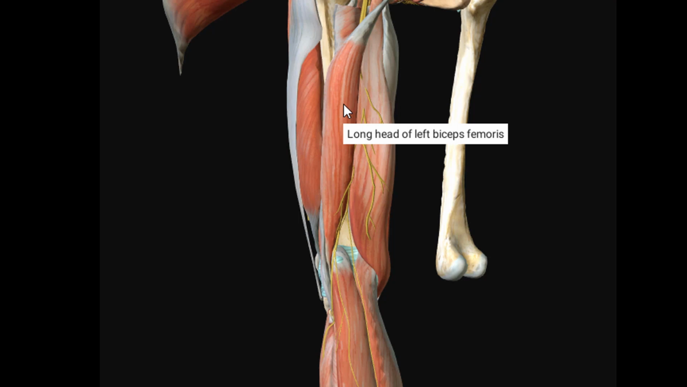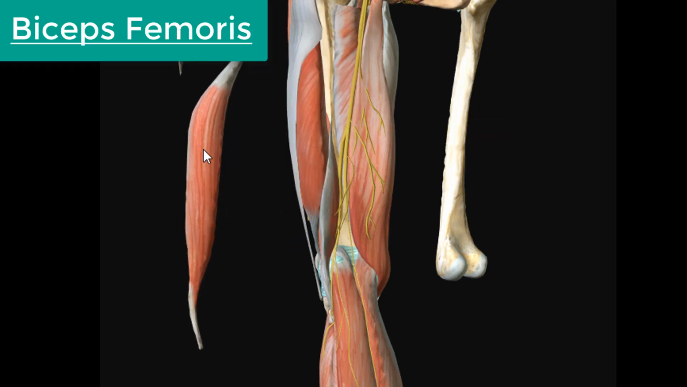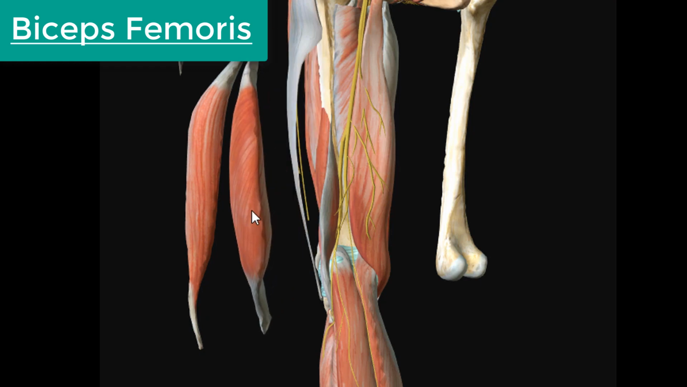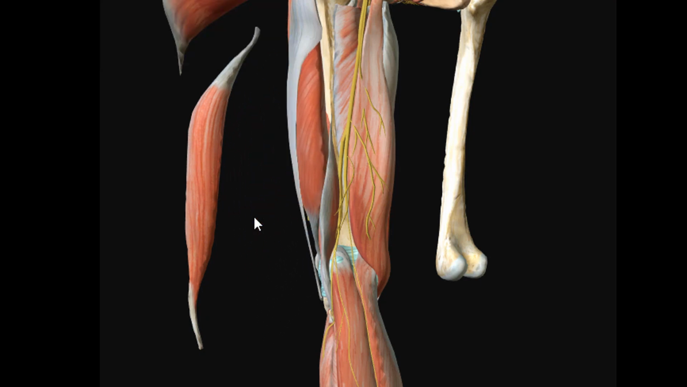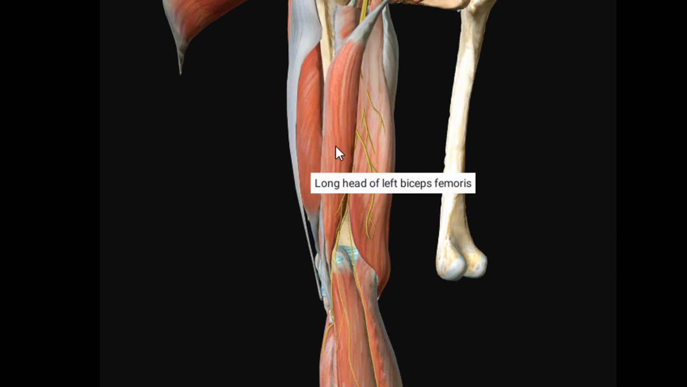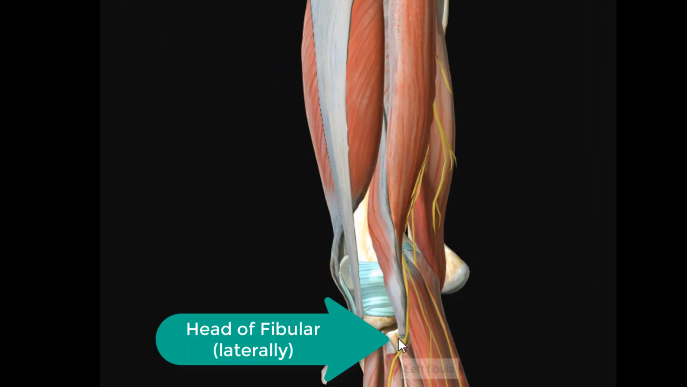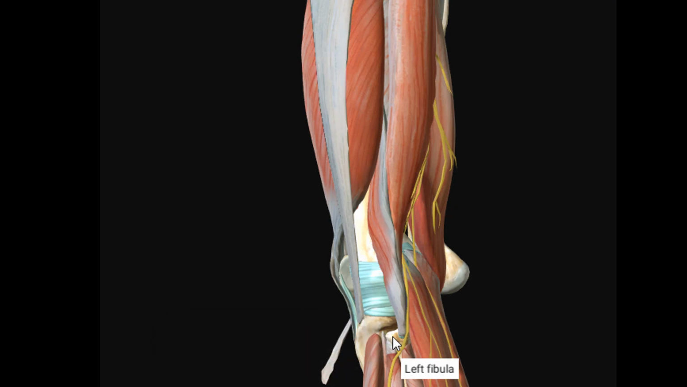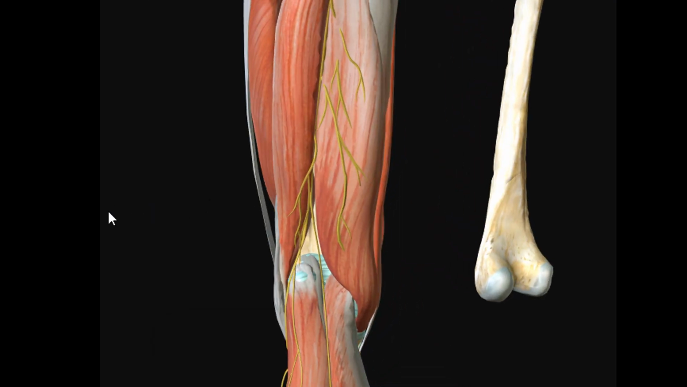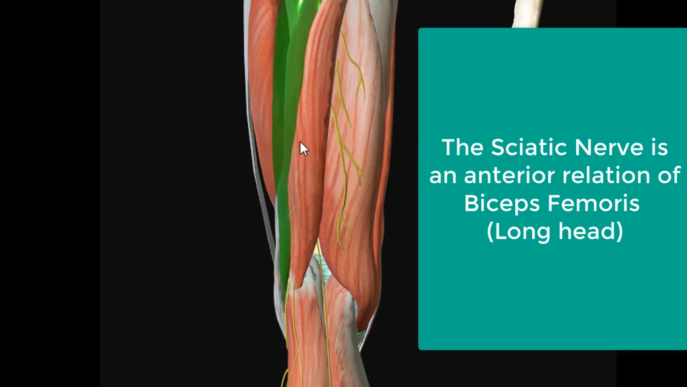Now bi implies two of something. So as the name implies, there's two heads. There's a long head and a short head. Now the long head, or the biceps femoris, together is the workhorse of the hamstrings. They both insert on the lateral fibular head down here, and the long head is a protector of the sciatic nerve. So if we remove it, you can see the sciatic nerve laying beneath it.